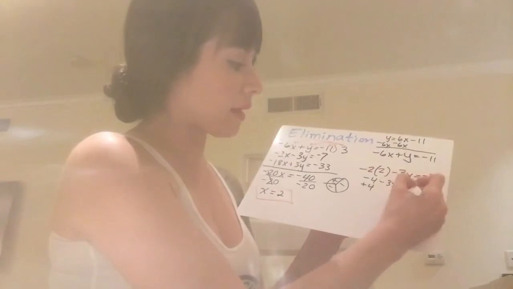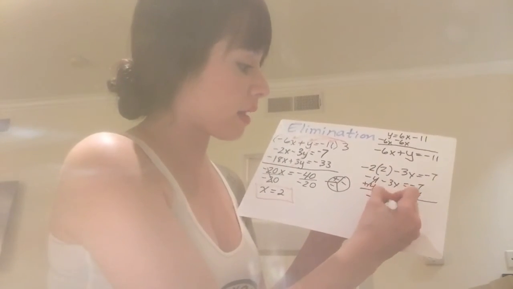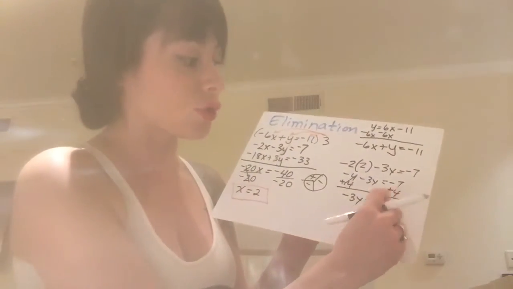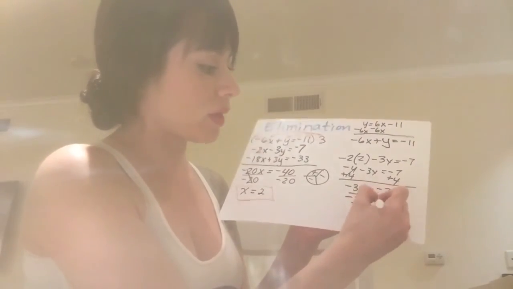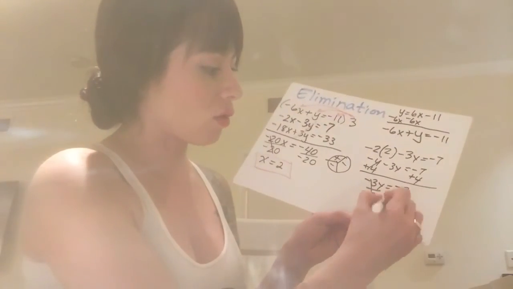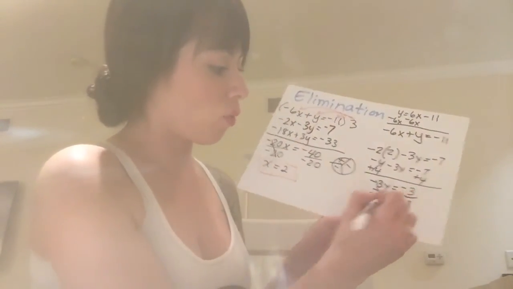We do the inverse of negative 4, which is positive 4. This will cancel. We have negative 3y equals negative, you owe me 7, but you have 4, so you go pay, then you only owe 3. And now we do the inverse of negative 3, which is divide both sides by negative 3. This will cancel, and we have y equals negative 3 divided by negative 3, which is a positive 1.